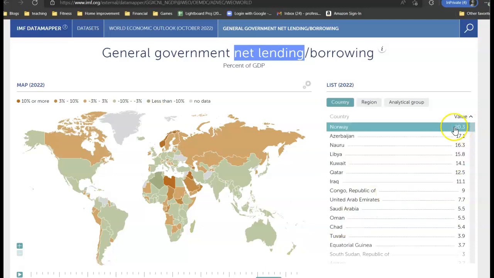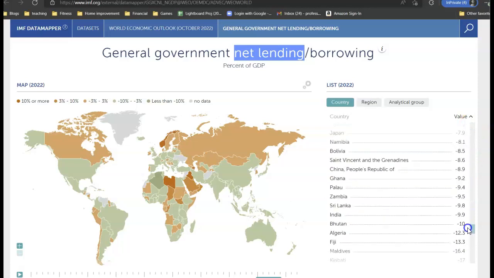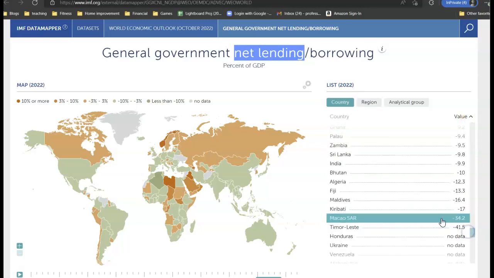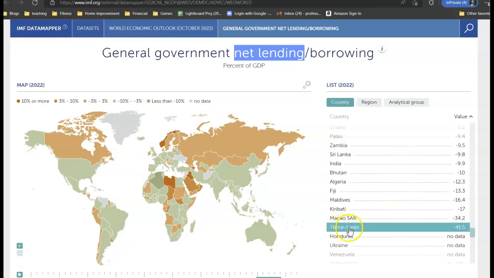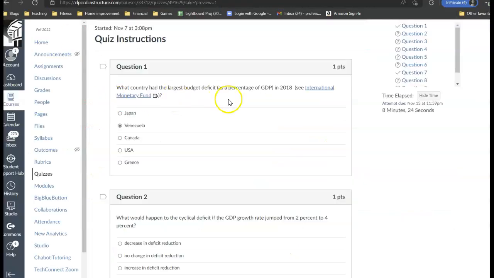So you can see Norway had the largest budget surplus. That's a positive number. That's net lending. And then if you go to the very bottom and find the largest negative number, Timor had the largest budget deficit or net borrowing. That's the negative number. So what I'm asking you in this question is the country with the largest net budget deficit or net borrowing in 2018.